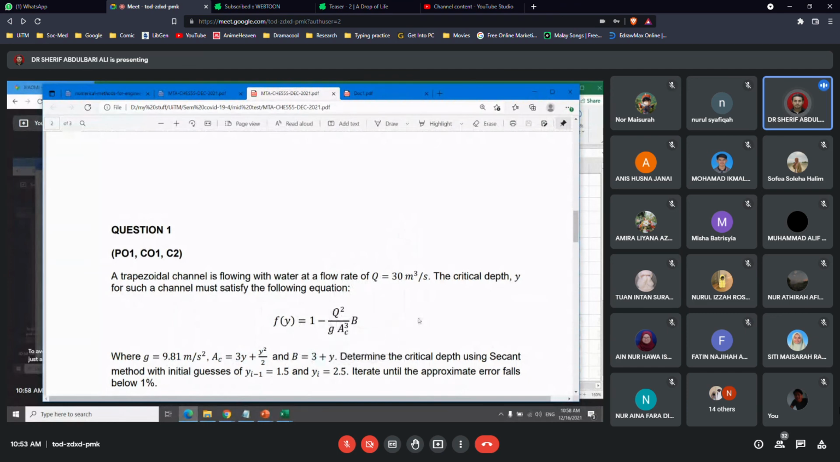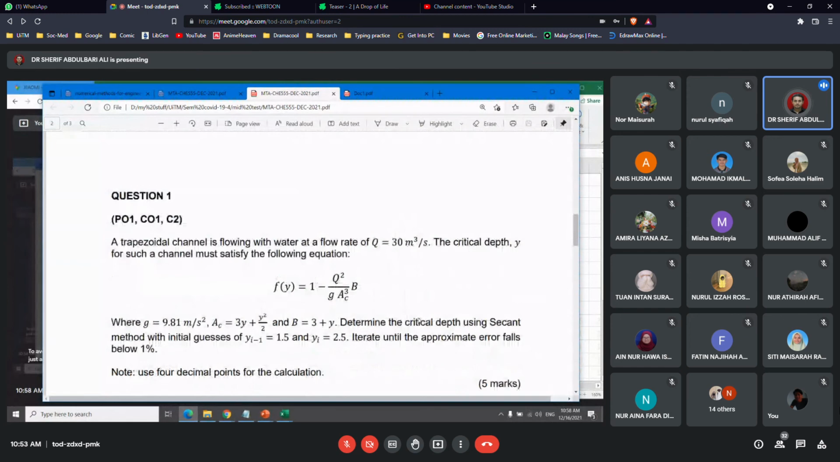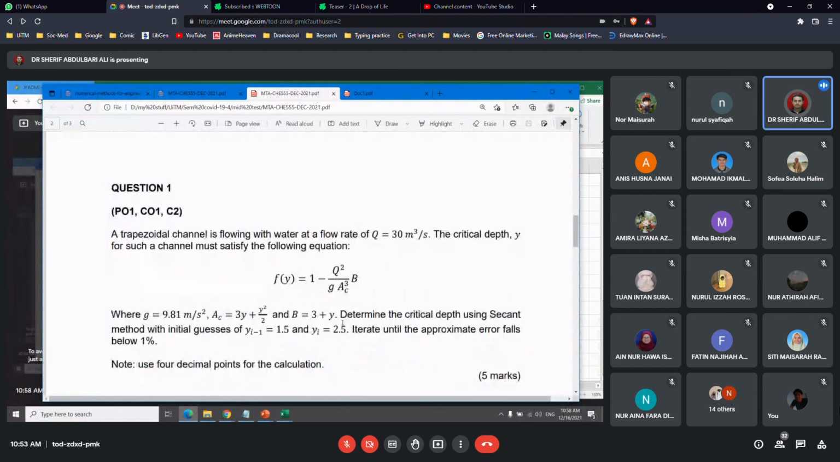So you need to determine the critical depth using the second method. The initial values are y_(i-1) equal to 1.5 and y_i equal to 2.5, and iterate until the error is less than 1%. Here they didn't give you the true value, just the approximate error, so you need to calculate the approximate error. So how to solve this?